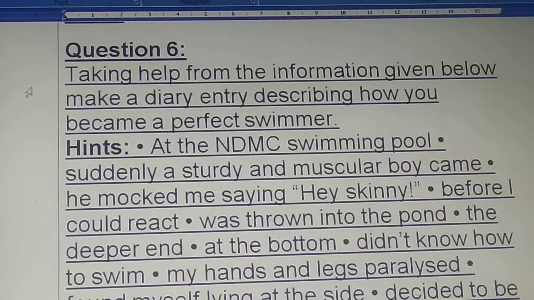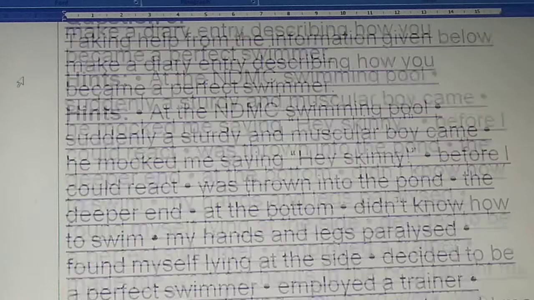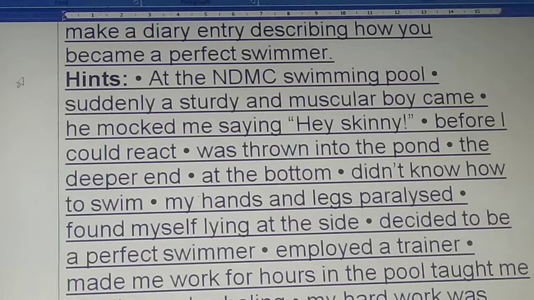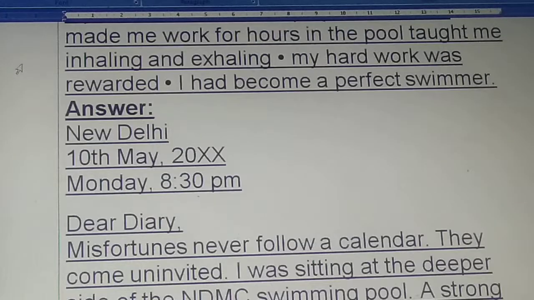You have to take the help of the information given there and then write the answer. How you became a perfect swimmer. Please read the hints given there. This will help you to write your diary. I hope you are reading it. The hints that are given there. And this is how you write the answer.